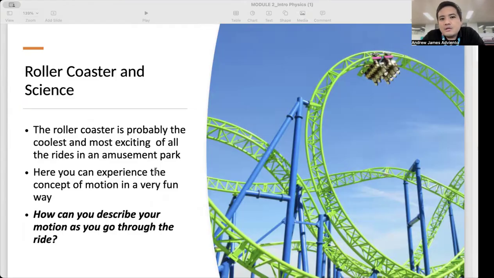Like this roller coaster and the science behind it. Think about riding here. You go up, down, fast, and slow. All these movements involve motion, speed, and forces. Even though it is fun, physics is working the whole time to keep you safe and, of course, moving at the same time.